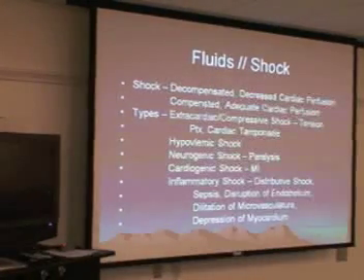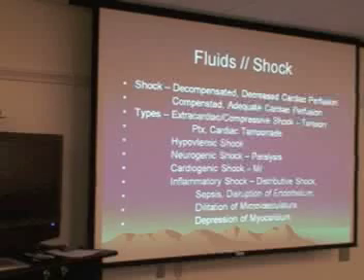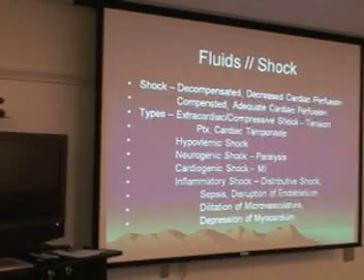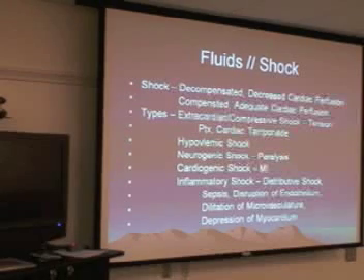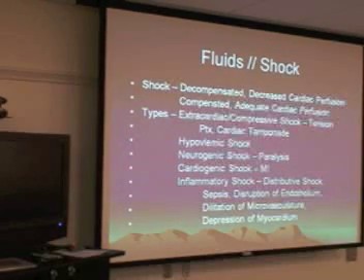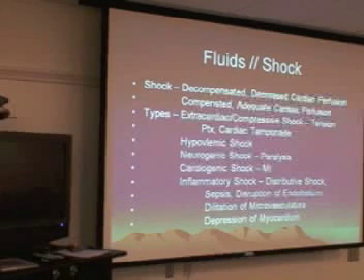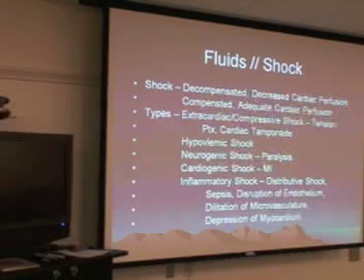Okay? Shock has a lot of literature on it, and you hear about it a lot in your ACLS and ATLS. It can be decompensated because of poor cardiac function or compensated with adequate cardiac perfusion. The types are listed: extracardiac or compressive shock. And you'll see more in the next slide, such as tension pneumothorax, cardiac tamponade. Basically something around the heart that's keeping it from functioning.